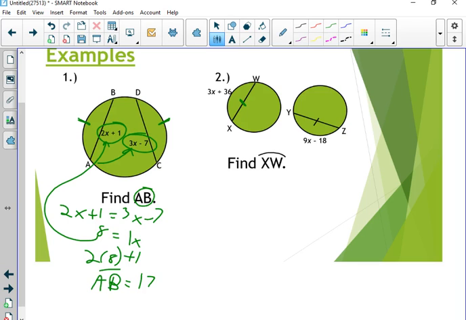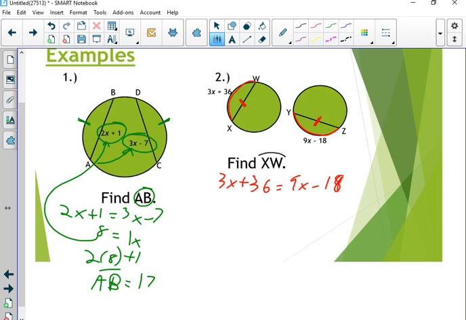We have, let's go to a different color here, these two chords marked congruent. Therefore, these two arcs are congruent. So we set them equal to each other. 3x plus 36 equals 9x minus 18. That's a 9. There we go.